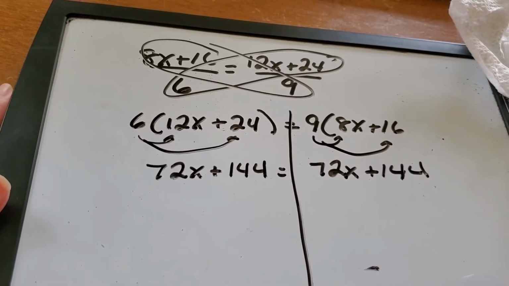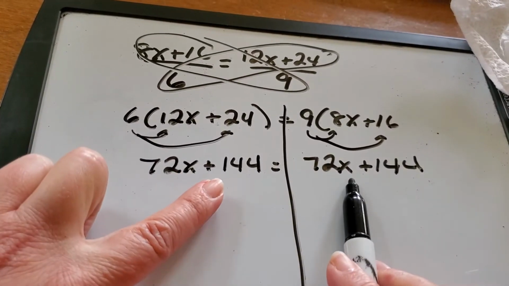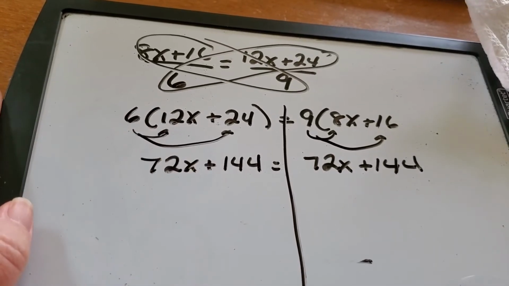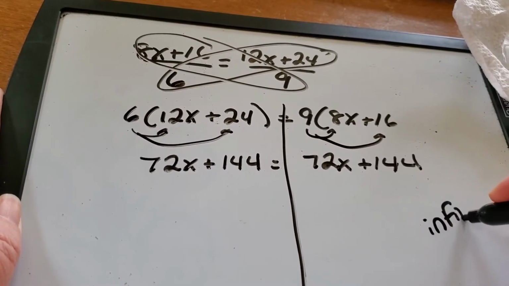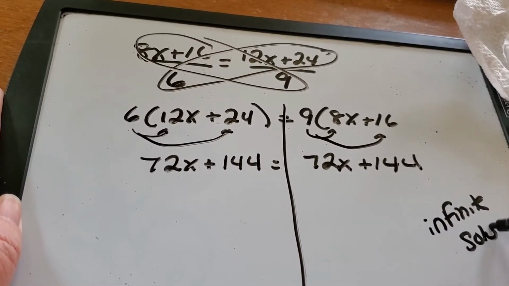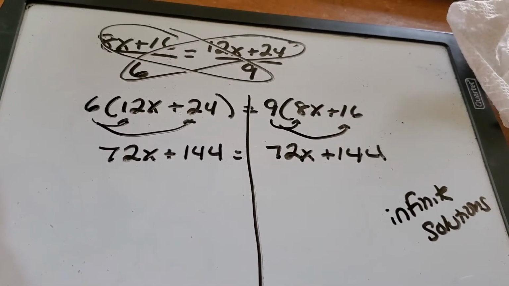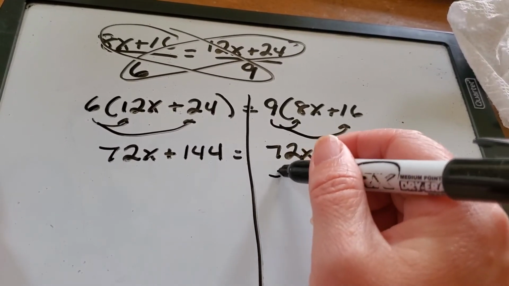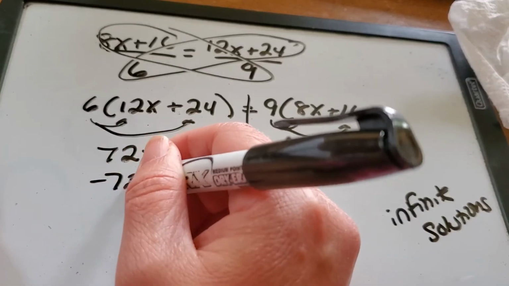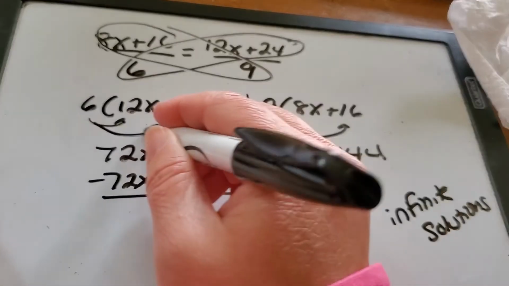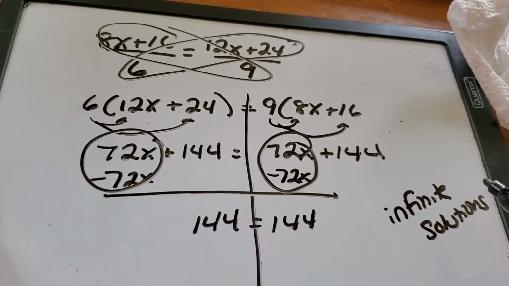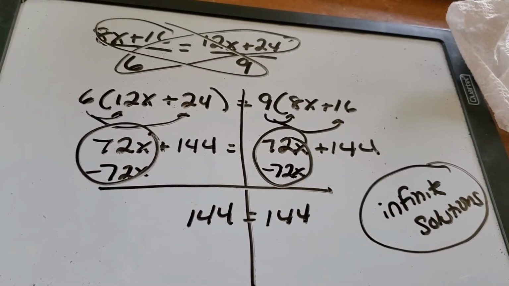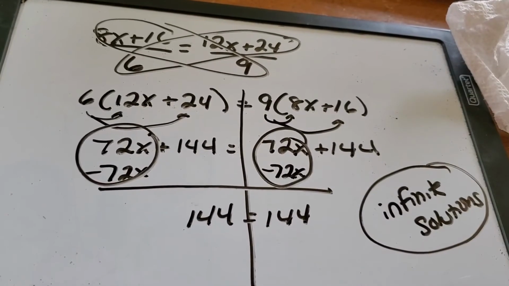Hopefully the light bulb's going off and you're realizing, wait a second, they're exactly the same on both sides. If they're exactly the same on both sides, that's when it's infinite solutions. Any value I plugged in for x would make those two sides the same because they say exactly the same thing. If you didn't notice that and you kept solving it by subtracting 72x from both sides, then your x's are gone on both sides and you have 144 = 144, which is always true, meaning any solution you plug in for x will work in your equation.